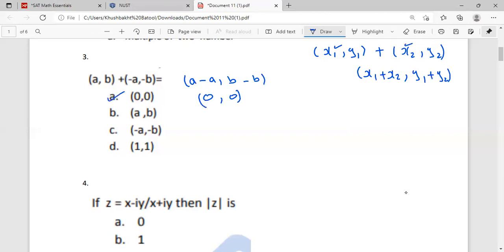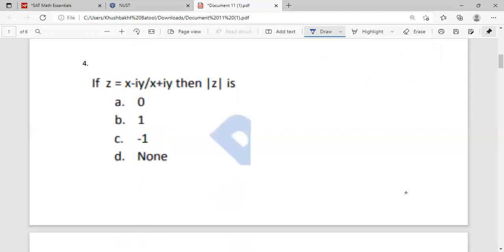Okay, let's talk about the fourth question now. Here we have, if z is (x minus iota y) divided by (x plus iota y), now we have entered complex numbers, then what is the mod of z? Now this is a complex number, but it is not only a complex number. In fact, it is a fraction where we have complex numbers in the denominator and numerator both.